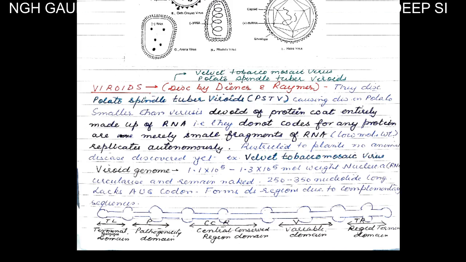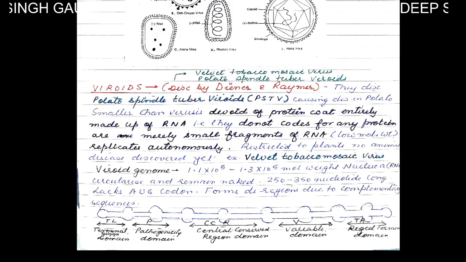These viroids actually are restricted to plants. That means they do not cause disease in animals reportedly, restricted only to plants. And we haven't discovered any disease caused by viroids in animals. The example is velvet tobacco mosaic virus.